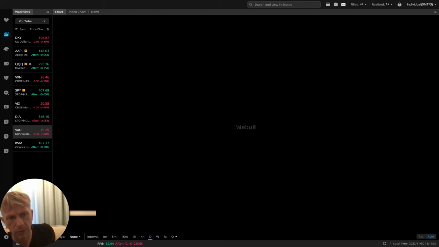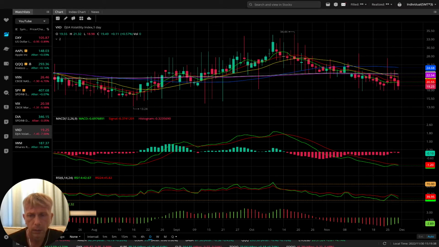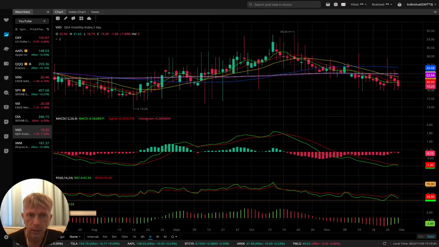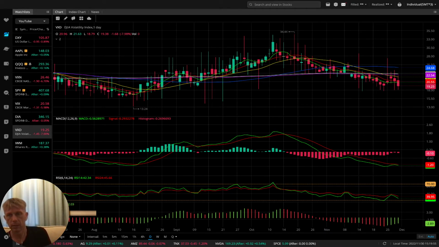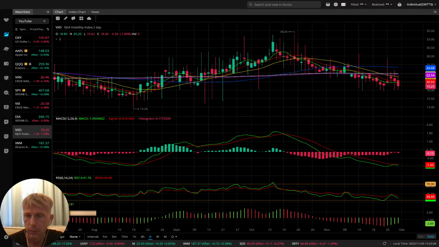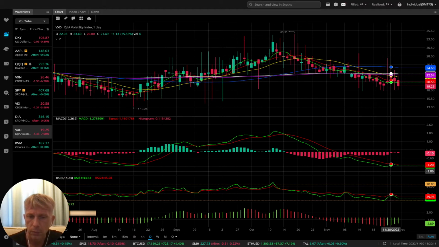VXD volatility index for Dow: market 2% up, volatility index 7% down. That's not expected. Before, do you remember I mentioned that Dow was kind of negative and VXD was negative? That's not a right behavior. It means investors didn't care. And now it shows the real direction.